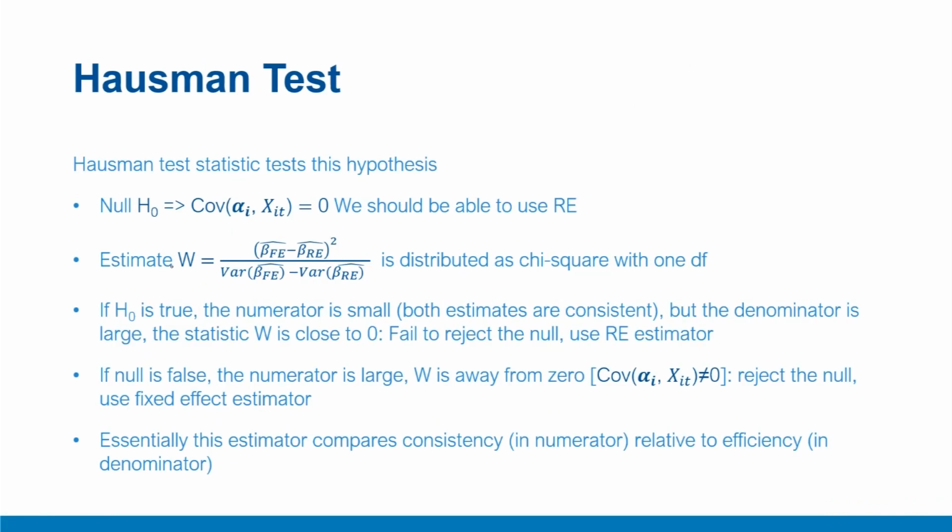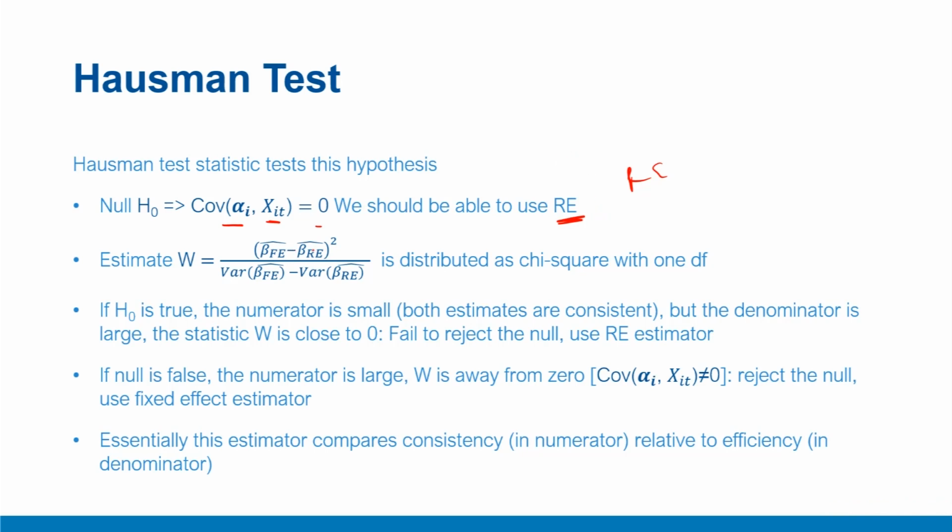Let's examine the Hausman test statistic and its hypothesis. The null hypothesis here is that the covariance between alpha_i, the unobserved heterogeneity, and x_it is equal to 0, and therefore both the models, RE and FE, are consistent, and because of its higher efficiency we should be able to use RE. So RE is better than FE under this particular null hypothesis.